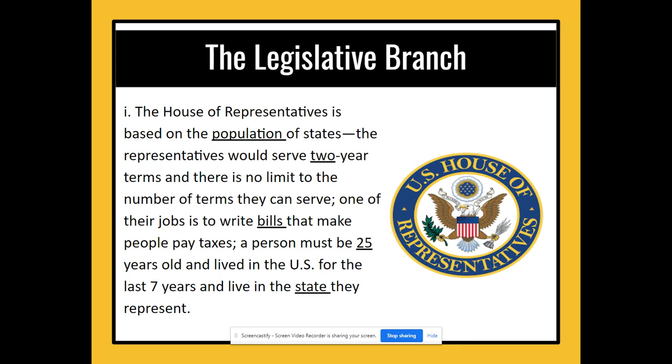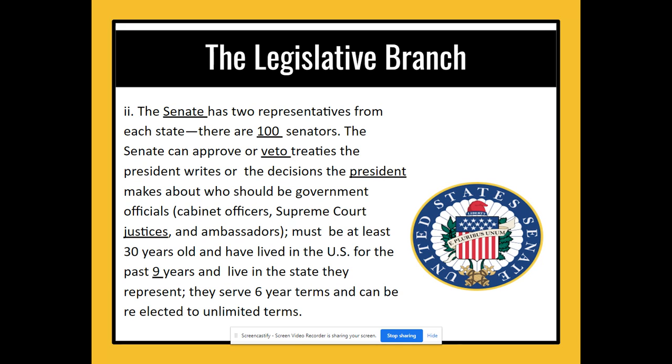The representatives would serve 2-year terms, and there would be no limit on the number of terms that they could serve. So some of the jobs that they have in the House of Representatives is to write bills that make people pay taxes. They also have other jobs that would affect state level government. In order to serve in the House of Representatives, you have to be at least 25 years old. You have to have lived in the United States for the last 7 years, and you must live in the state that you represent.